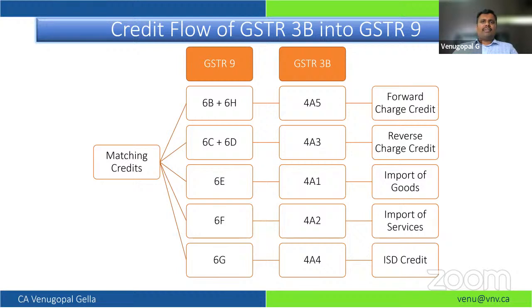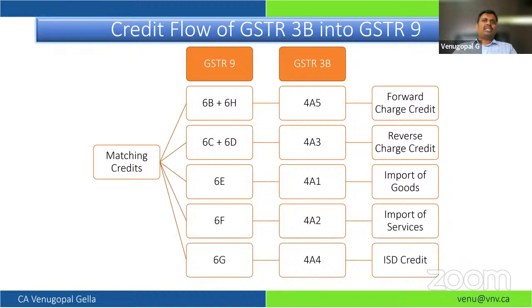In 3B, I avail 4A1 import of goods, 4A2 import of services, 4A3 RCM credit, 4A4 ISD credit, 4A5 all other ITC. I have given the corresponding link where in my GSTR-3B I am mapping this. I have given all the information.